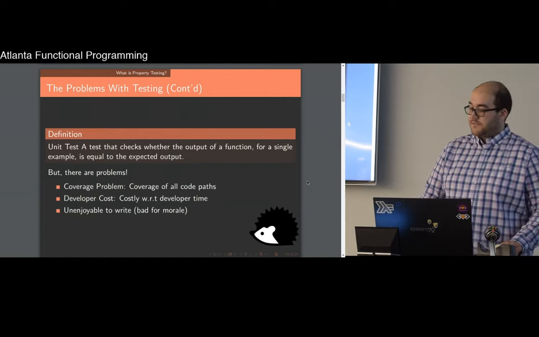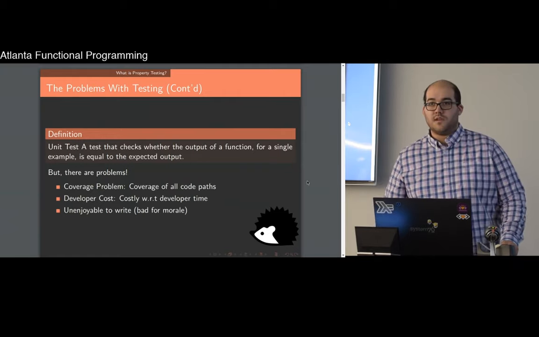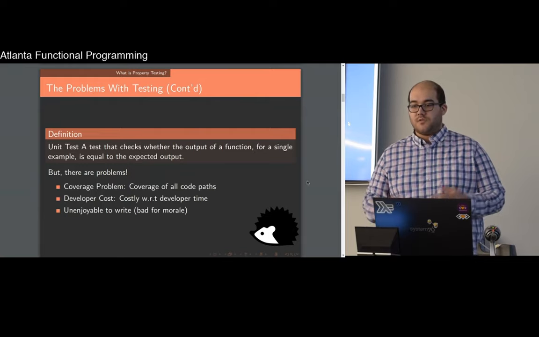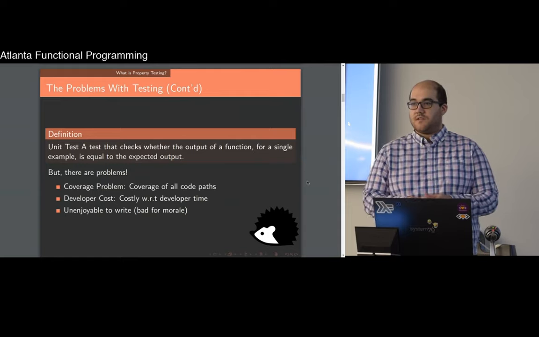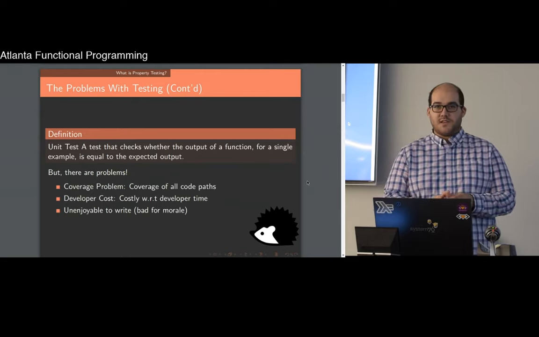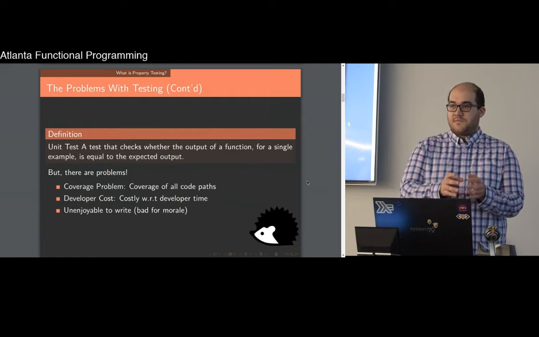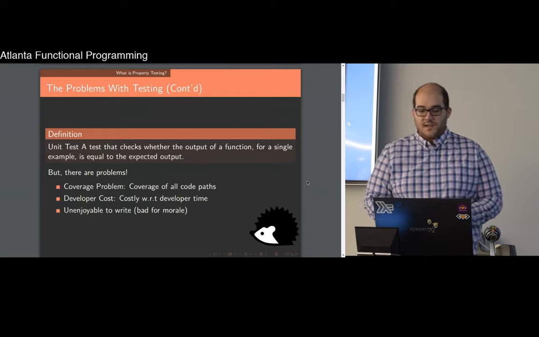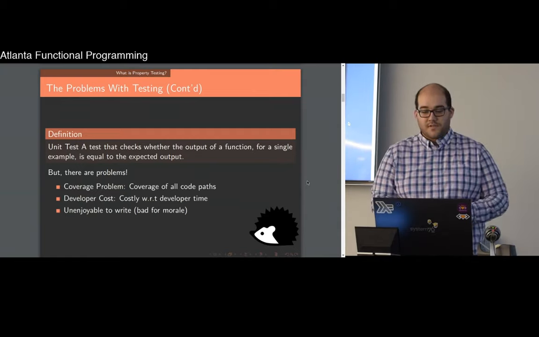So there's the coverage problem. How do you cover all code paths? In real code, a lot of times there's too large of a state space for you to be able to, as a human, enumerate them in code. A unit test is essentially a developer picking out inputs and outputs and matching them together and saying, this is what I expect for this input. And that's very costly. So that's the other thing. There's developer cost. It costs a lot of developer time.